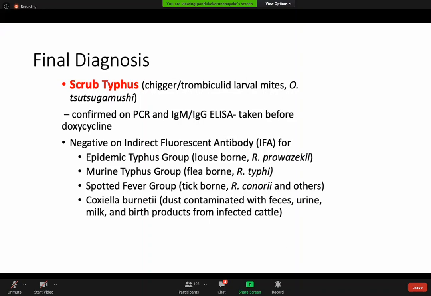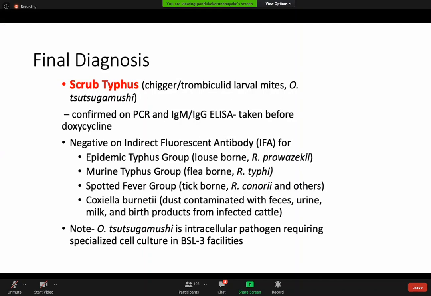And just to remind you here, it was negative for epidemic typhus group, which as we know is louse borne by a lice, and the causative agent is Rickettsia prowazekii. It was negative for murine typhus group, which is flea borne, Rickettsia typhi. It was negative for spotted fever group, which is tick borne, and such an example would be Rickettsia conorii. And it was also negative for Coxiella burnetii, which is the causative agent of Q fever. And it is spread by close contact with the feces or urine or milk or birth products, which can contaminate dust surrounding infected cattle.